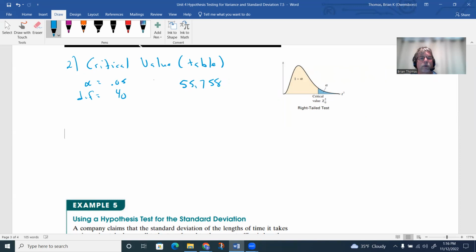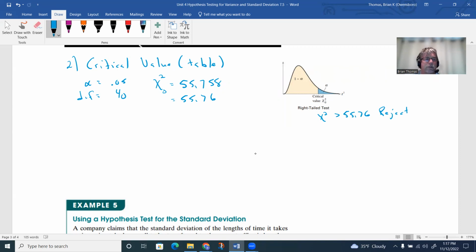55.758. That's what chi-squared is as far as our critical value goes. It's going to be chi-squared 0, if you will, our critical value. If we round it to 2 decimal places, that's going to be 55.76. Notice that to reject this, chi-squared has got to be greater than 55.76, then we will be rejecting the null hypothesis. If it's not greater than that, then we would be failing to reject it.